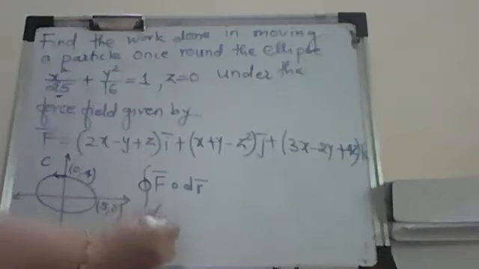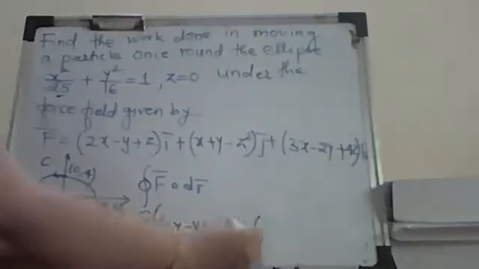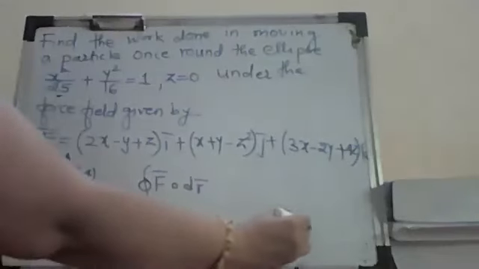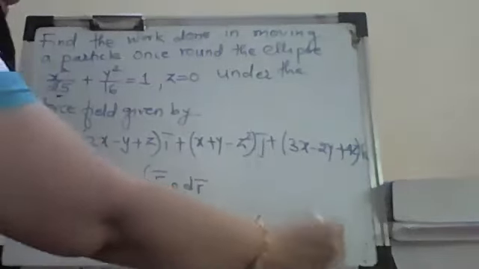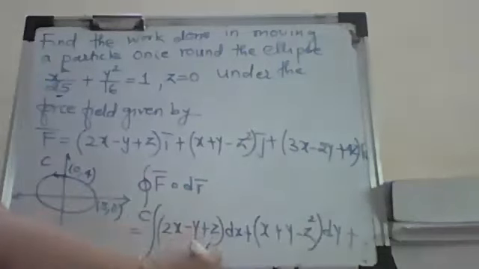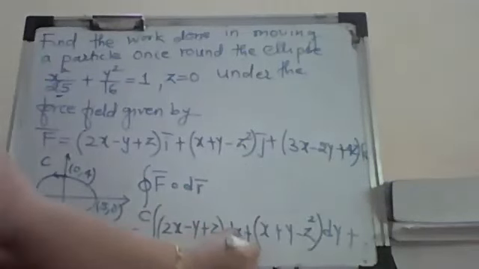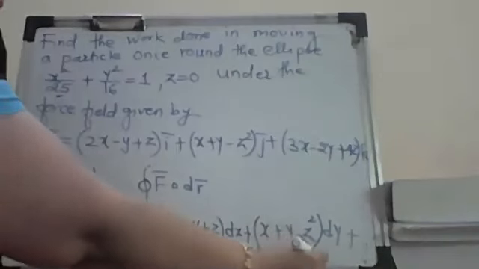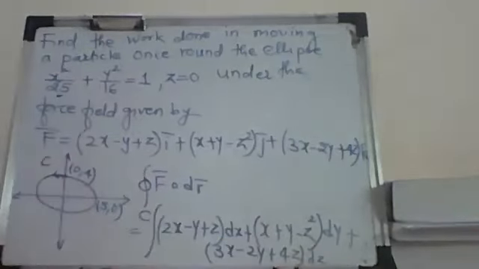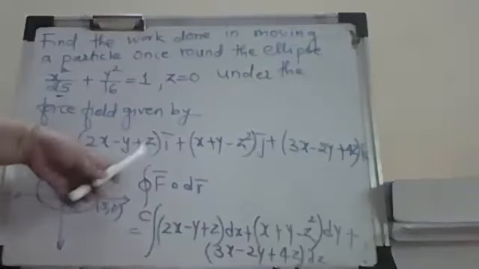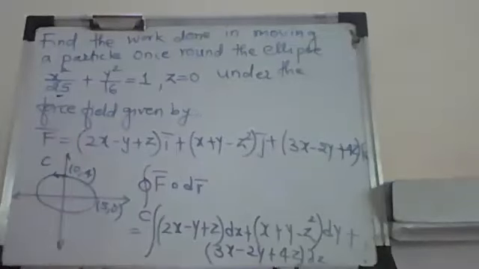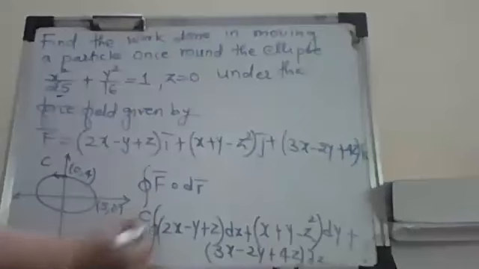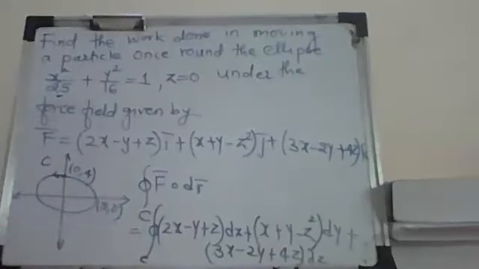It is nothing but (2x minus y plus z) dx plus (x plus y minus z) squared dy plus I have the last term, that is (3x minus 2y plus 4z) dz. Correct. So what I have done is I have just written this in this integration form, inside this integration over the closed curve C.